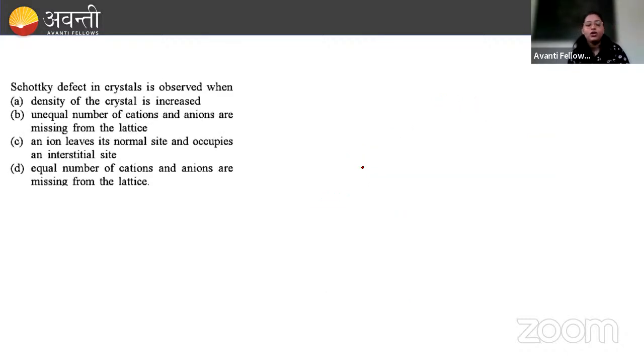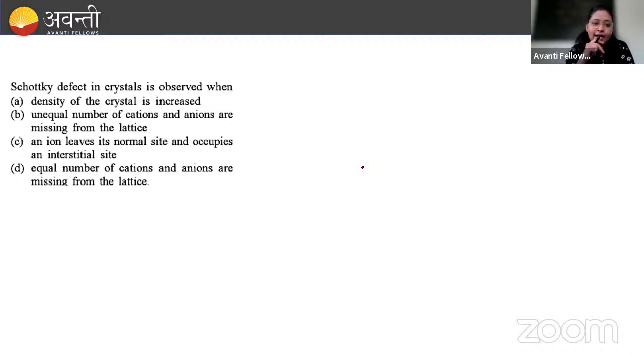Next. Schottky defect in a crystal is observed when: density of the crystal is increased; unequal number of cations and anions are missing from the lattice; an ion leaves its normal site and occupies an interstitial site; and equal number of cation and anion are missing from the lattice. So this is a very simple problem. Can you tell me the answer? Schottky defect in a crystal is observed when density is increased. Does density increase in Schottky defect? No, that is wrong. Unequal number of cations and anions are missing from the lattice. Is this the case? Can you tell me whether this is the case?